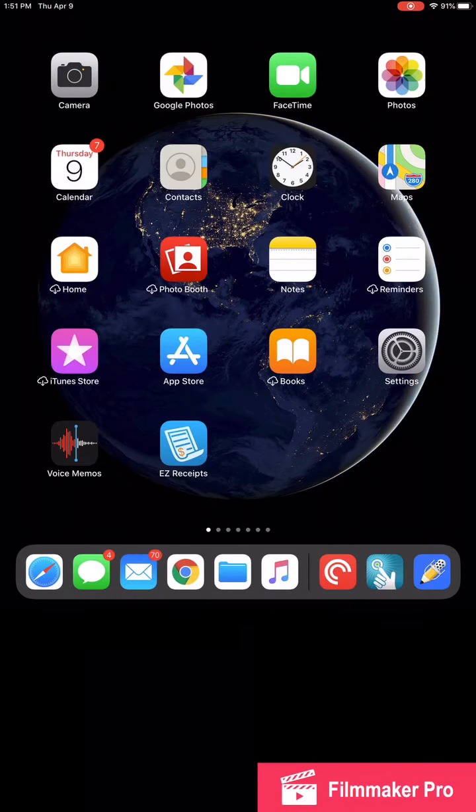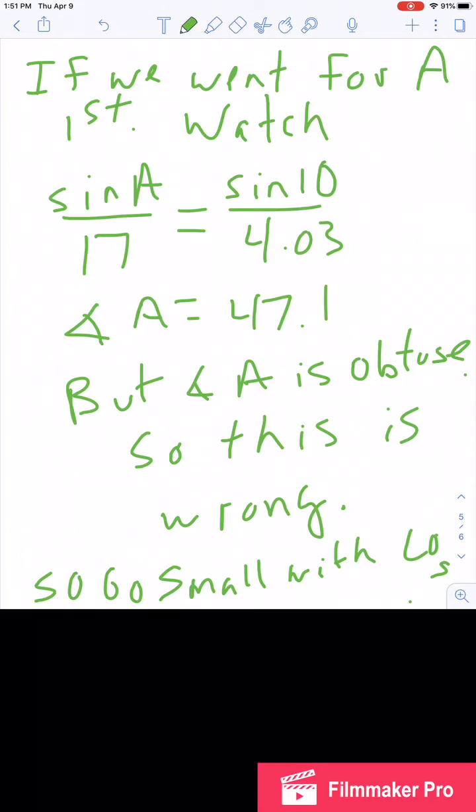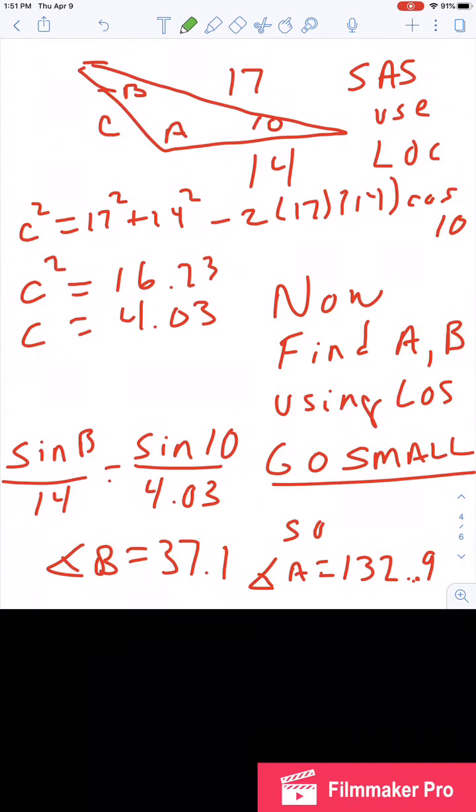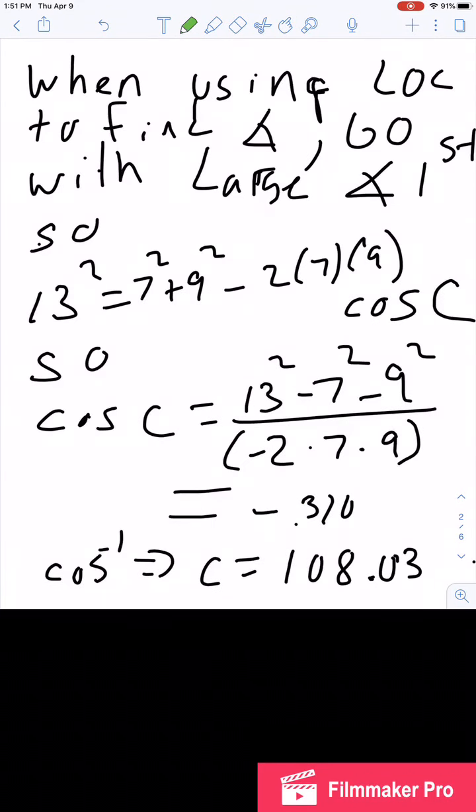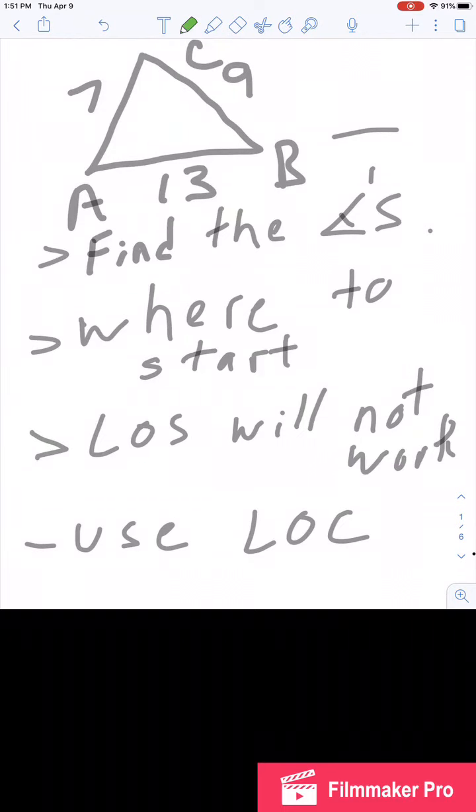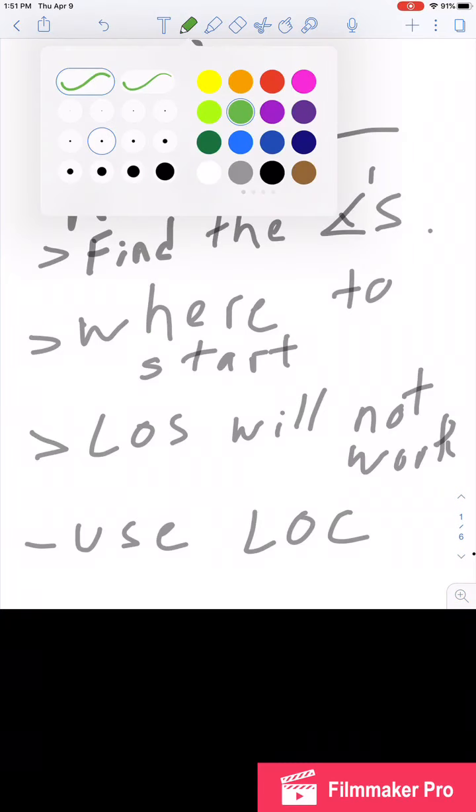Okay guys, I'm going to show you how to solve for angles using law of cosines and law of sines. Let me first go into Notability. If we want to solve for, let me go back to the beginning here, get my original sketch. We have a triangle here that's side, side, side, 7, 9, and 13. And our goal is to find the angles that we have.